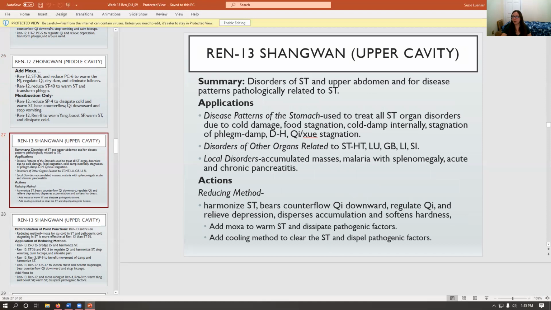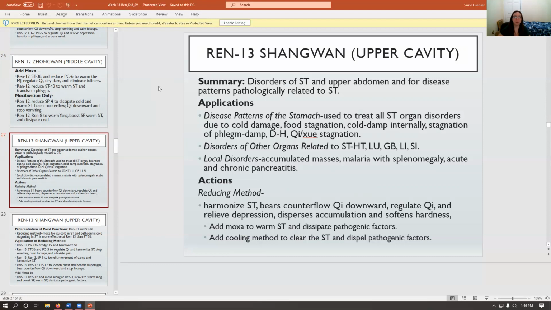Okay, next up is Ren 13. Shangwan, upper cavity. Disorders of the stomach and upper abdomen, and for disease patterns pathologically related to the stomach. So we talked about the side-by-sides before of 10 versus 12 versus 13. 13 is the upper, so treating the upper abdomen, the epigastric area. Disease patterns of the stomach, disorders of other related organs, and local disorders are all going to be treated with Ren 13.